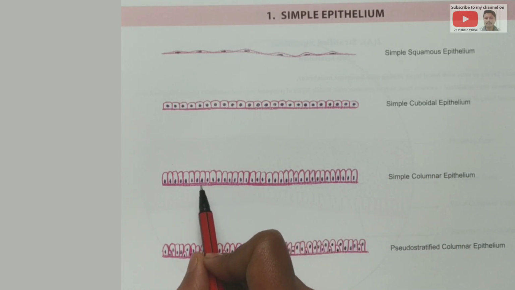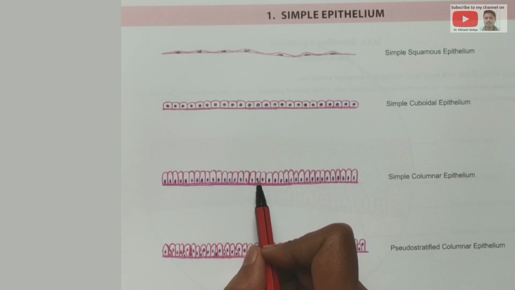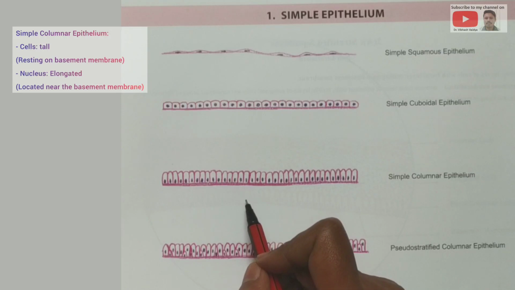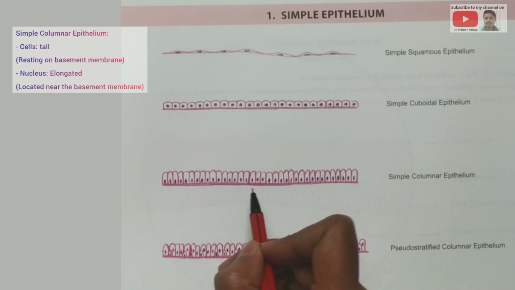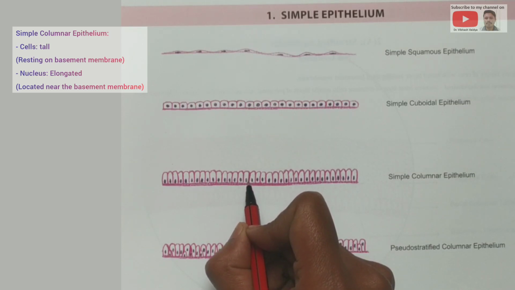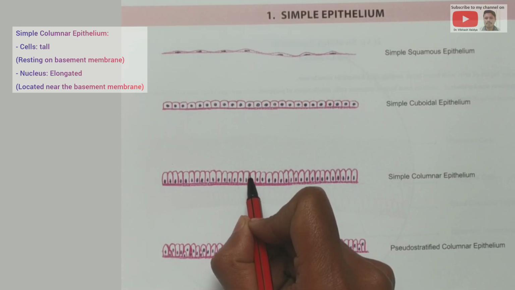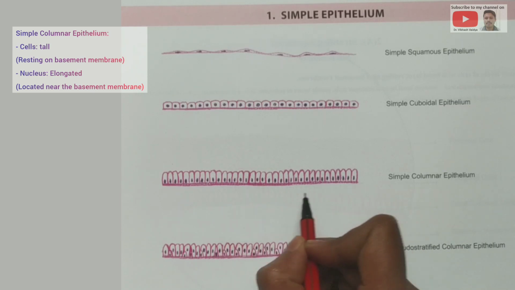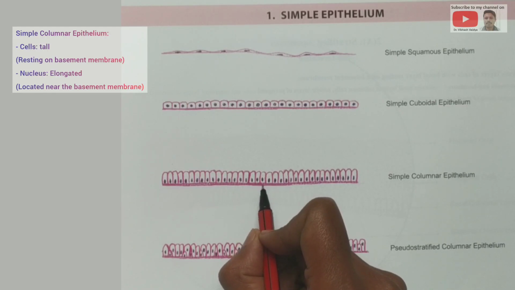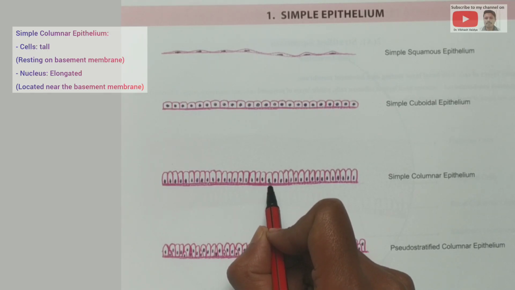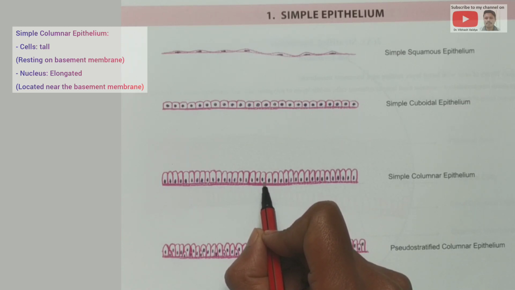Then this is the simple columnar epithelium. Columnar epithelial cells are tall cells. Here you can appreciate this is a basement membrane and this is a cell wall which is tall, and this purple colored structure is the nucleus. The nucleus of simple columnar epithelium is elongated. You can appreciate here the nucleus is elongated, and it is present nearer to the basement membrane.